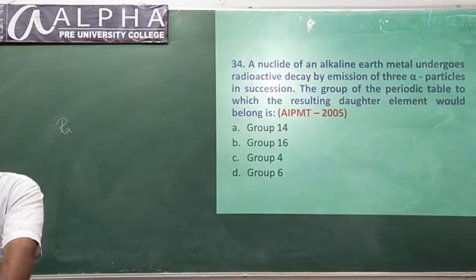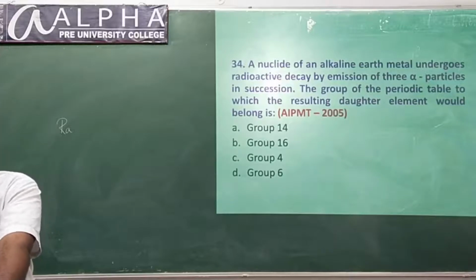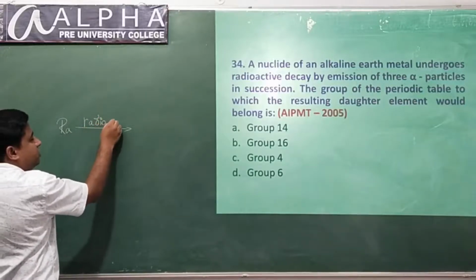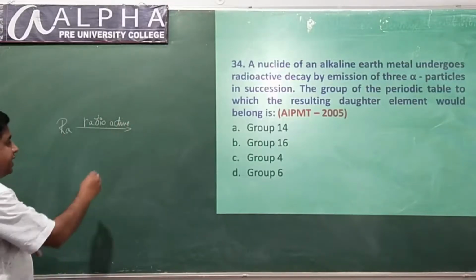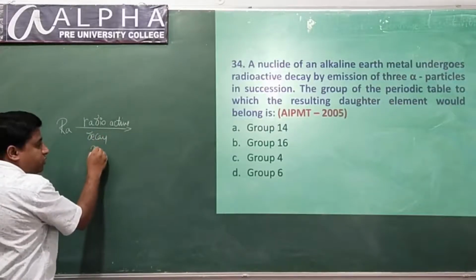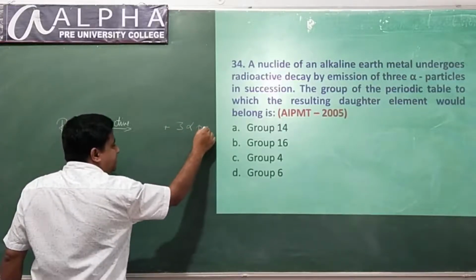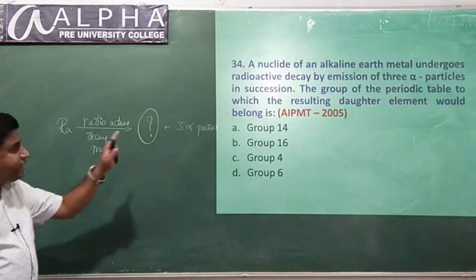Once again, read out the question, understand the question. A nuclide of alkaline earth metal undergoes radioactive decay by the emission of 3 alpha particles in succession. The group of the periodic table to which the resulting daughter element would belong. He is telling that radium is undergoing radioactivity. The only alkaline earth metal which is radioactive is radium. When it undergoes the decay process, it emits 3 alpha particles in succession. Which will be the resultant element?